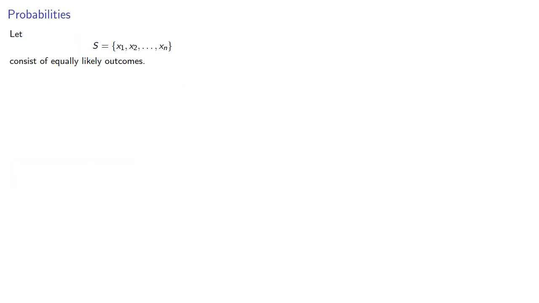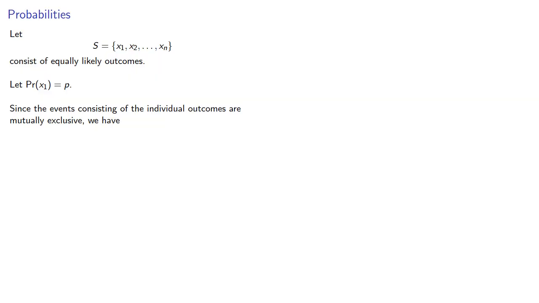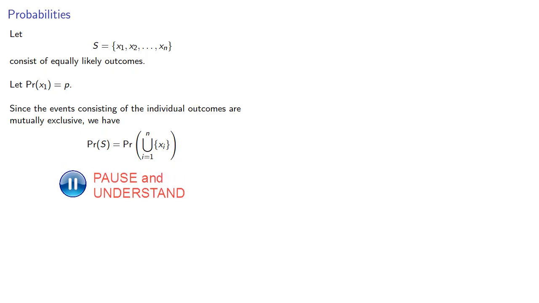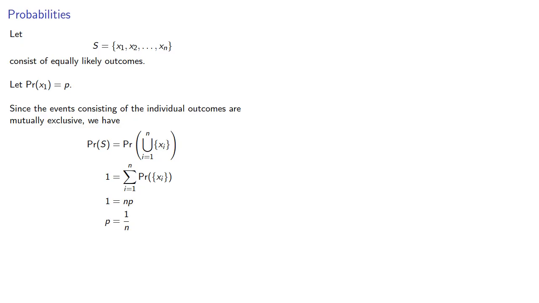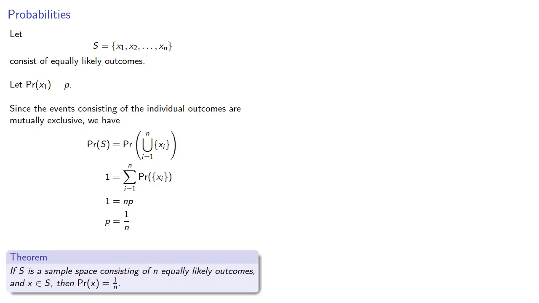So let's consider a finite sample space of equally likely outcomes, where the probability of any outcome is p. Since the events consisting of the individual outcomes are mutually exclusive, we have the probability of S is the probability of the union of all of these events. Because we have a probability measure, the left-hand side is 1, and the right-hand side is the finite sum of the individual probabilities. And since there's n outcomes, that's going to be np, and so the probability is 1/nth. And this gives us our theorem. If S is a sample space consisting of n equally likely outcomes, and x is an outcome, then the probability of that outcome is 1/nth.